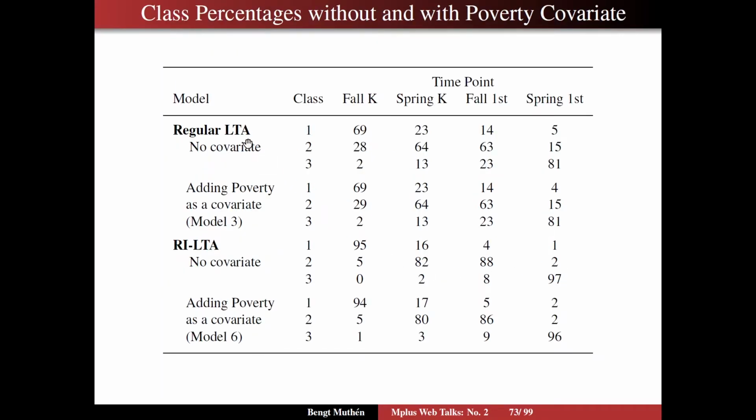Same thing was found for regular LTA at the top here as for the RI-LTA that we just looked at. But still, we note how different the class percentages are between regular LTA, be it with or without covariate. 69 versus 95, 94. 81 versus 97, 96.